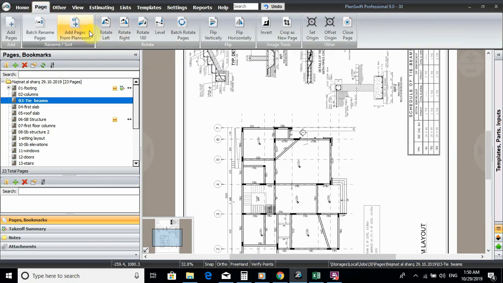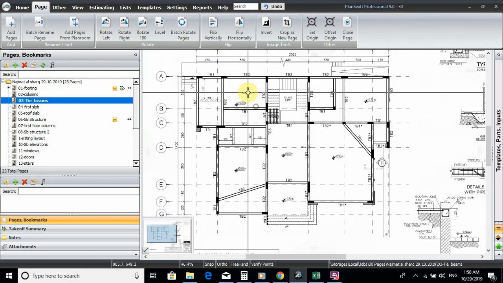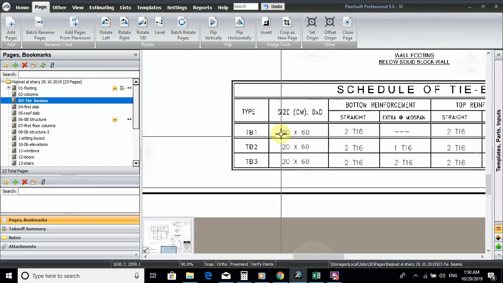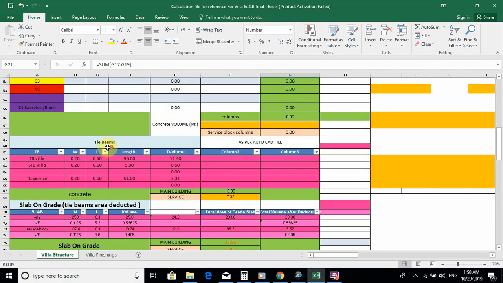First off, we turn the page. It's very easy to use. I highly recommend this software. All tie beams are 20 by 60. That means it's an easy job for us. TB Villa 20 by 60.